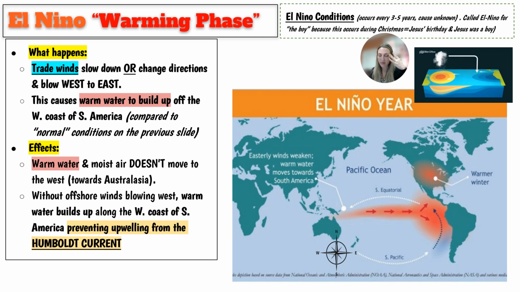And again, we're always thinking about, well, how is this different from the normal? So in a normal phase, we have the trade winds blowing from east to west. Normally it's going this direction. And we're getting a lot of upwelling happening off the coast of South America.